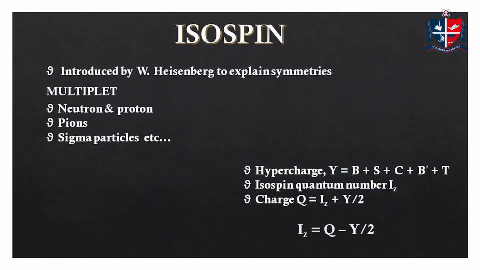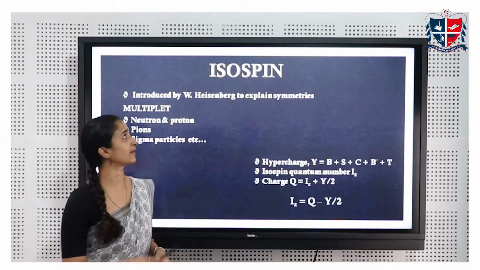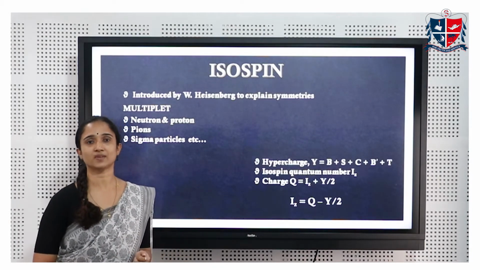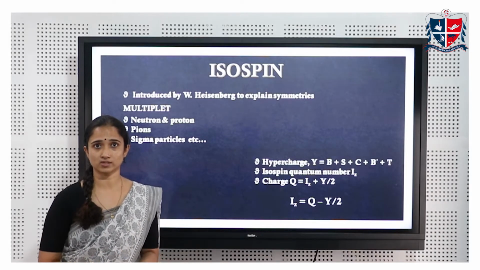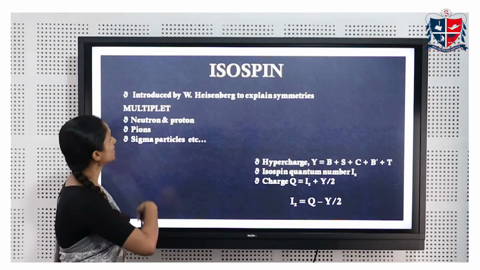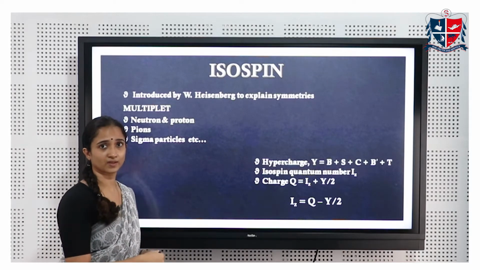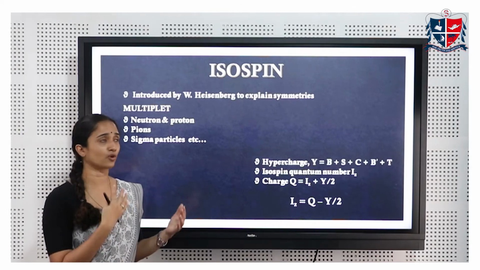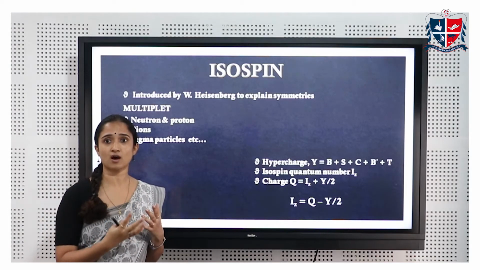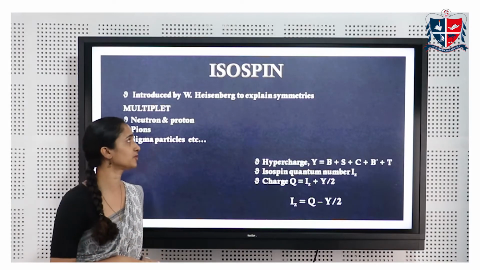So let's start. Before learning about the eightfold way, we need to get introduced to a new type of quantum number called the isospin quantum number. We are already familiar with the baryon number and the strangeness quantum number, right? This isospin quantum number was introduced by Heisenberg to explain the symmetries of these particles. These symmetry operations are mathematically supported by group theory, which is out of scope in this lecture.